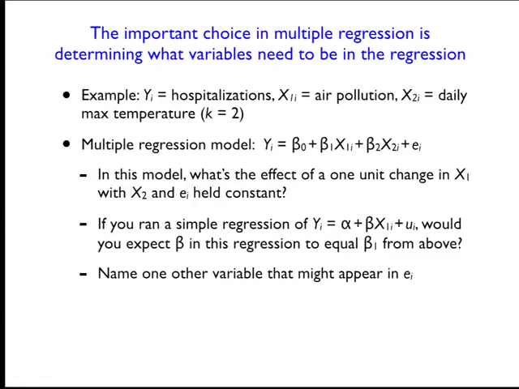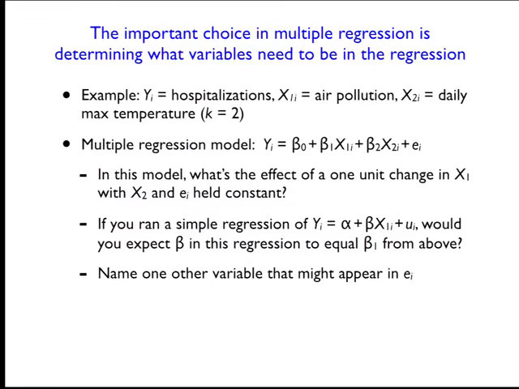In that model, I want you guys to tell me what the effect of a 1 unit change in X1 is on Y, with X2 and EI being held constant. Second of all, if you ran a simple regression that was just Y equals alpha plus beta X1 plus U, so basically if you did not include X2 in the regression, would you expect the beta in that regression to equal the beta 1 from above?